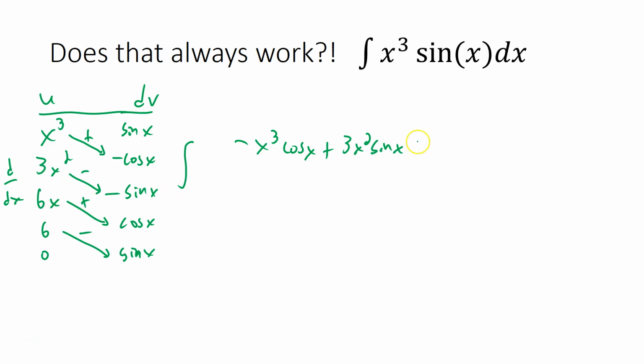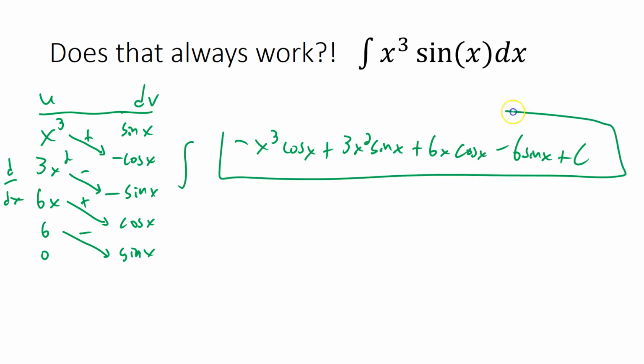Now we have a positive again. So notice they aren't going to alternate this time because we have weird things going on with the signs here. 6x cosine x. And then minus 6 sine x. And then, of course, plus c at the end.